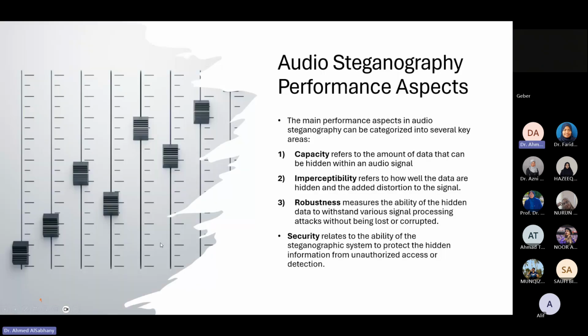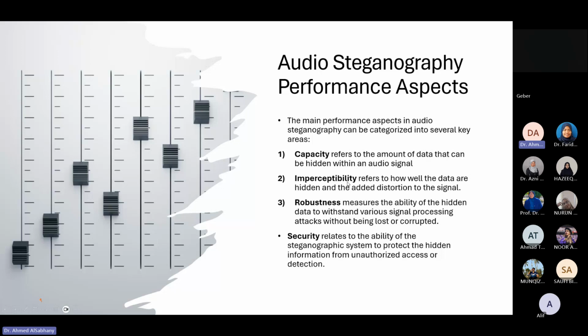Okay, so what are the main performance aspects in audio steganography? As we know, the capacity refers to the amount of data that can be hidden within an audio signal. So this here is the scaling factor, how much you can add. We are basically using the audio signal as a vessel, and we want to accommodate large messages inside this audio signal. So the capacity is the scaling factor among the other quality factors.